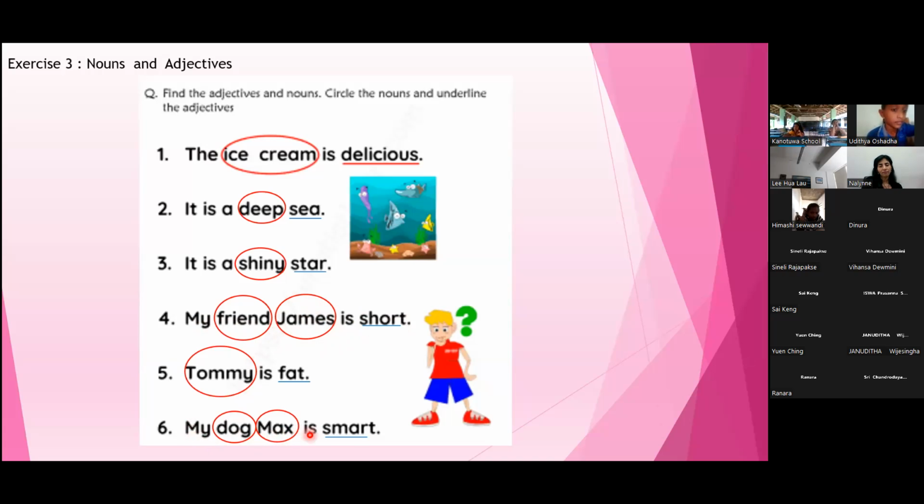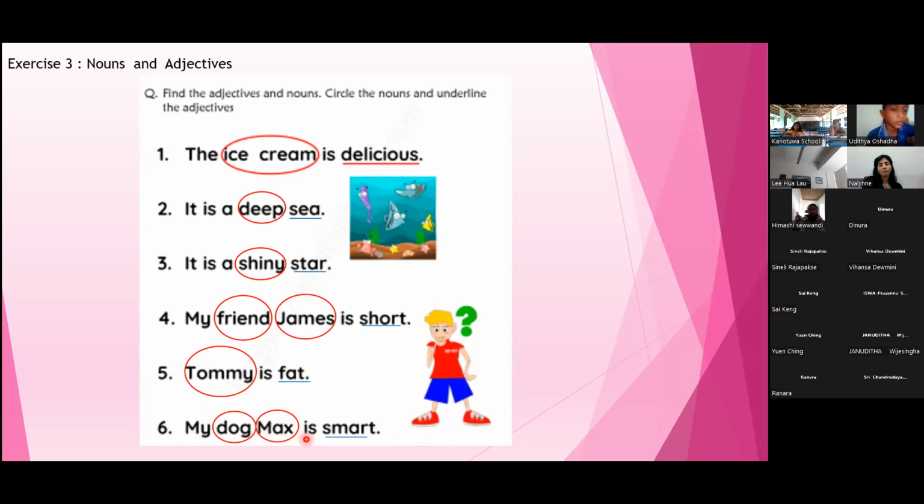How about sentence number 6? My dog Max is smart and pretty. Yeah, it's a boy. Oh, yeah. Okay. We can say pretty or handsome because it's a boy. My dog Max is smart and handsome. Very good. Well done.